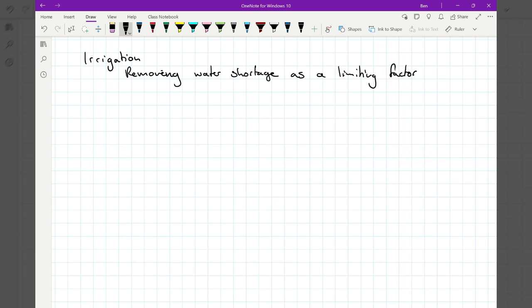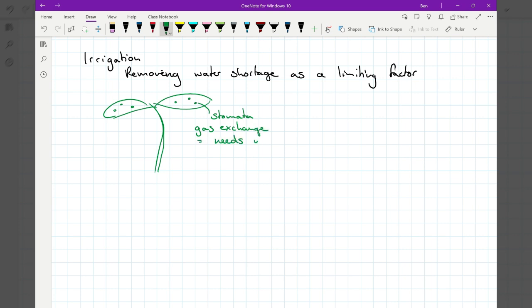factor. And the reason it can be a limiting factor is because plants will only open their stomata, which are used for gas exchange, if there's enough water to keep the guard cells turgid. So if there's no gas exchange, there would be no photosynthesis and no growth or crop production. So if we add water by irrigation, we can increase the amount of growing that takes place.